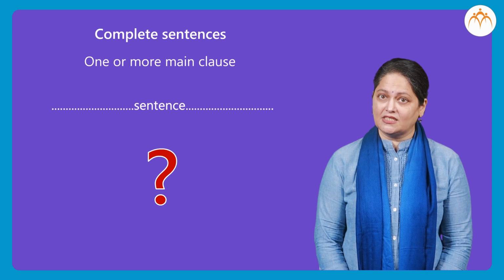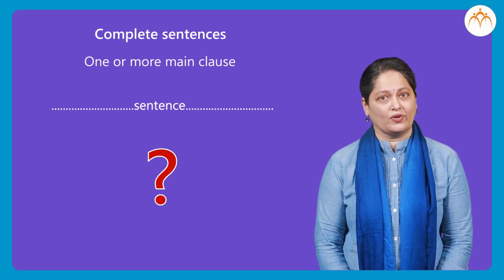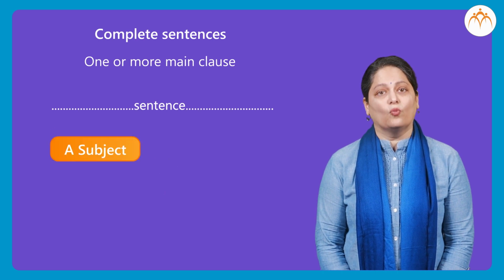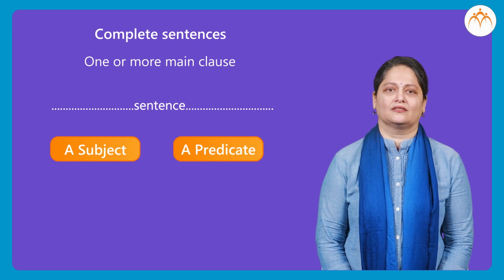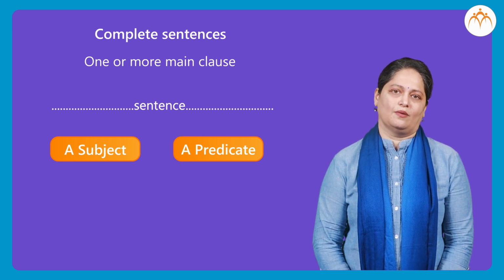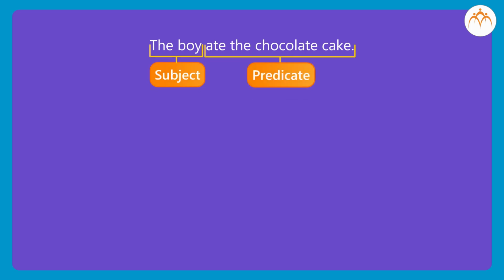For a sentence to be complete and correct in the English language, it requires 1. A subject, 2. A predicate. Let us look at an example. The boy ate the chocolate cake. Here, the subject is the boy and the predicate is ate the chocolate cake.